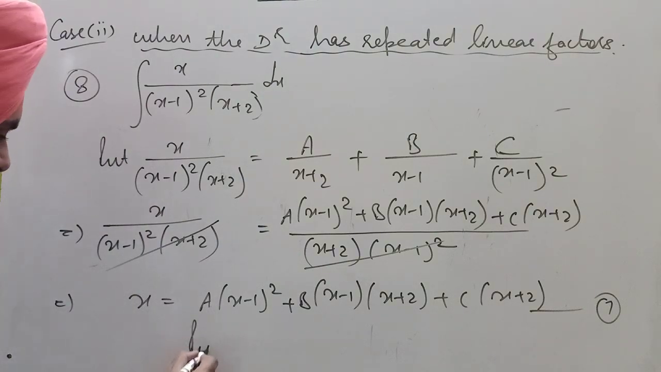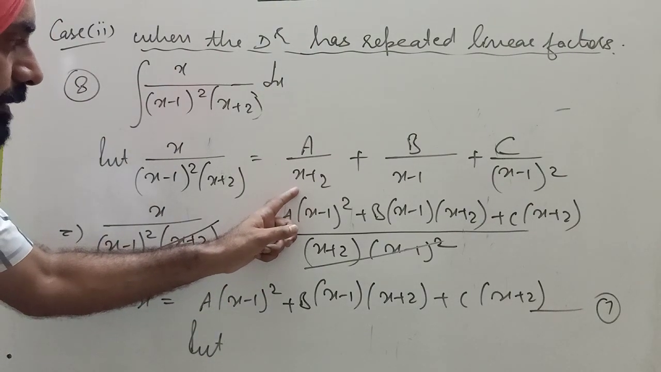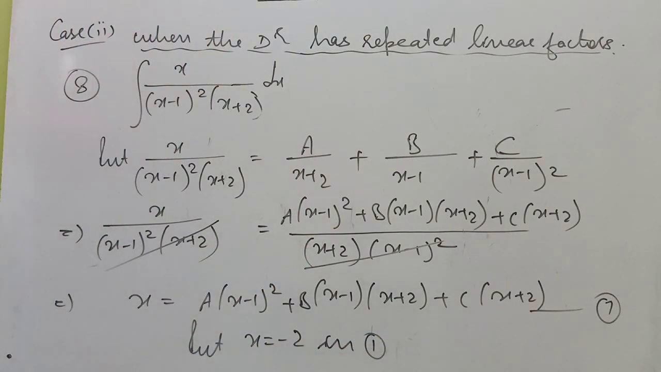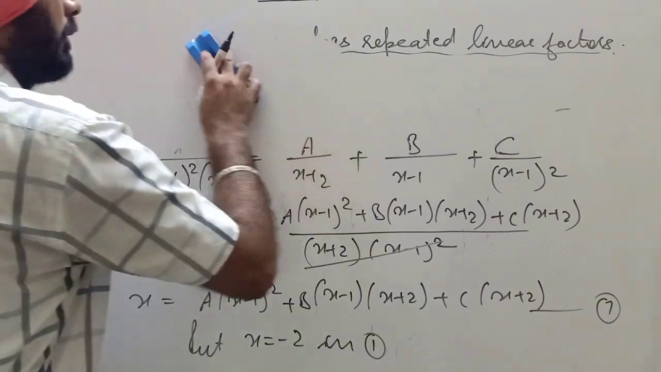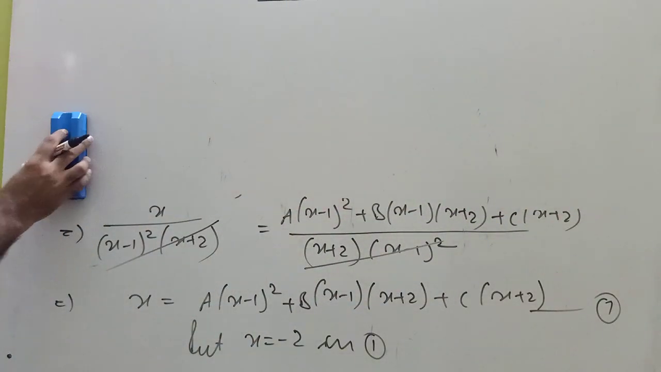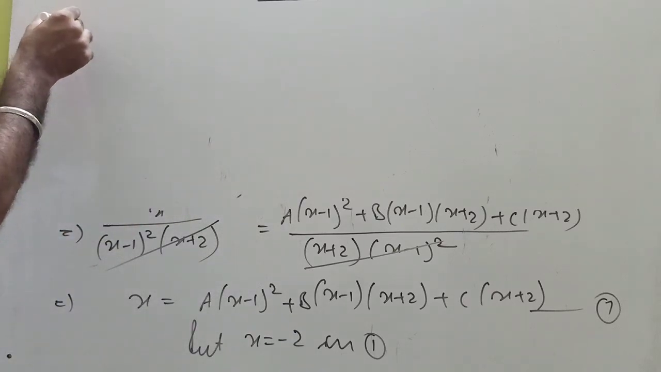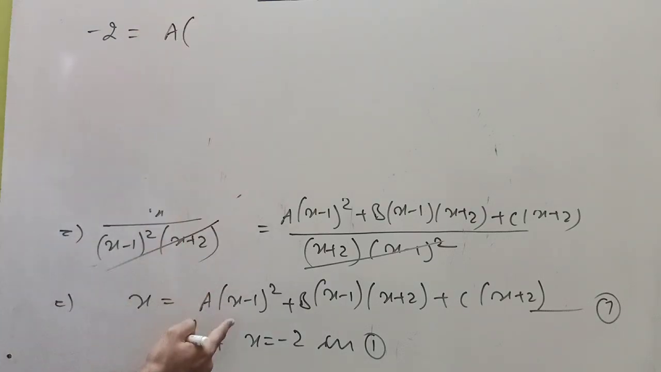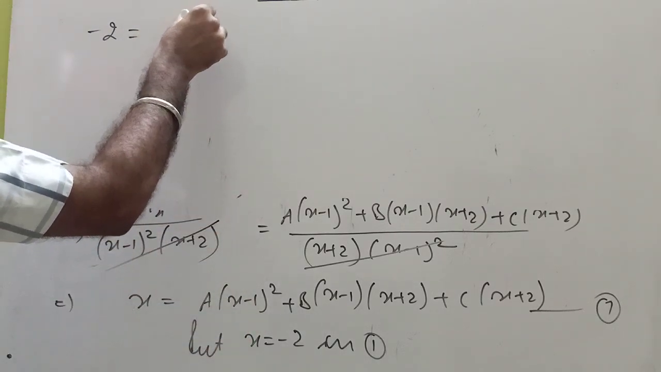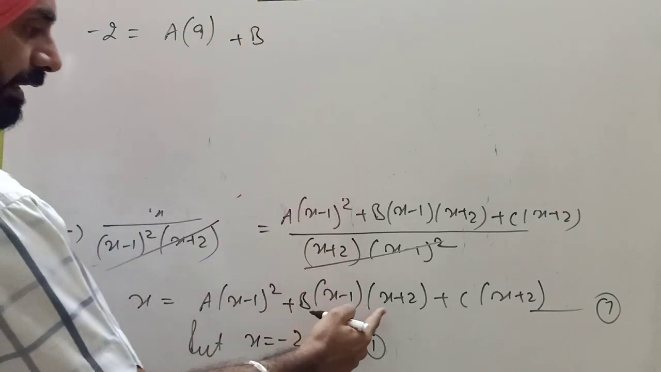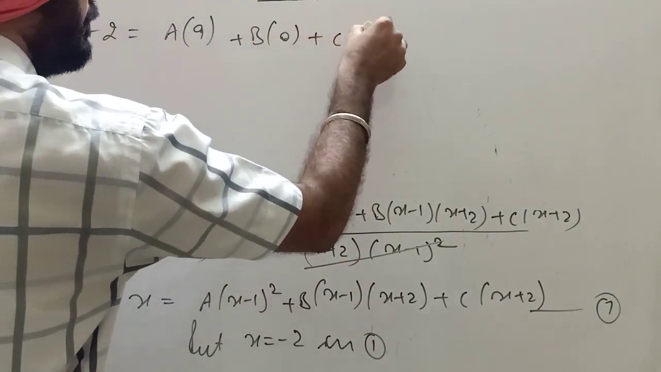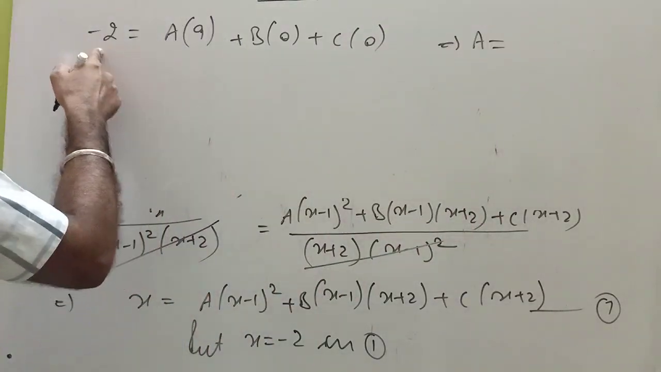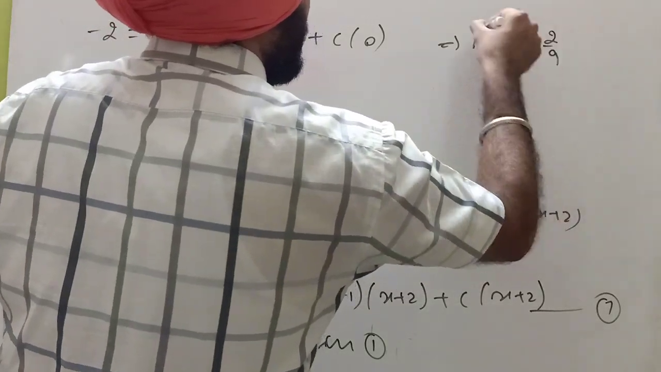Now from the first bracket put x is equal to minus 2 in equation number 1. So equation 1 becomes: left hand side minus 2, right side A into (minus 2 minus 1), which is minus 3, and square is 9. B into (minus 2 plus 2) is 0, C into also 0. So the value of A is minus 2 by 9. This is A.